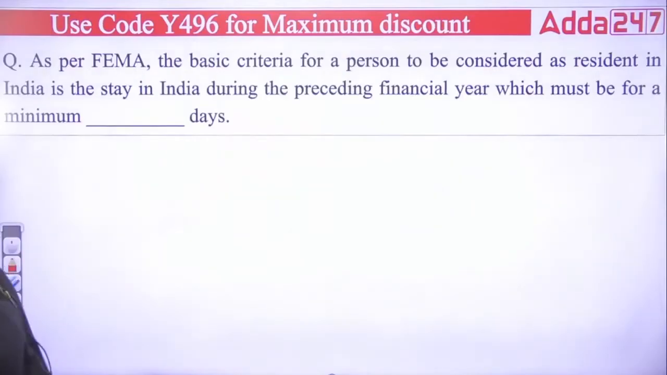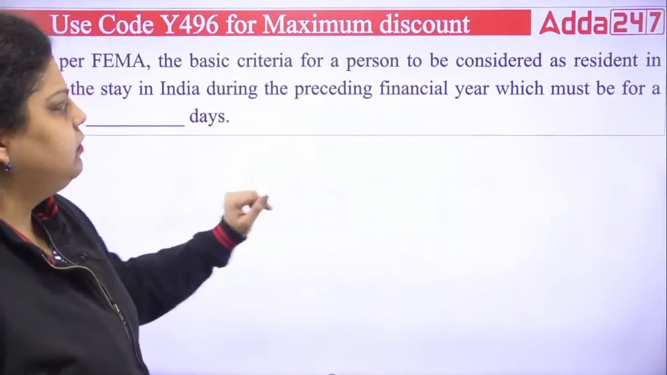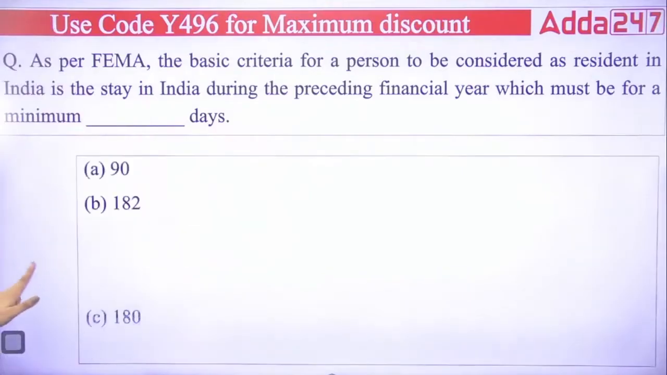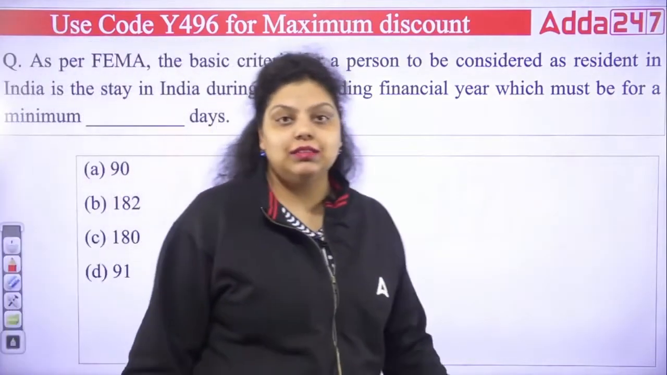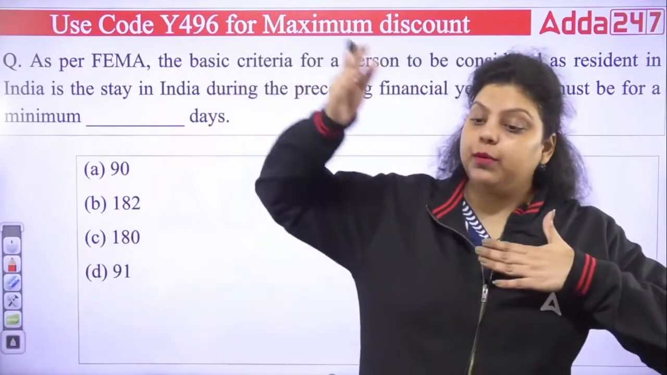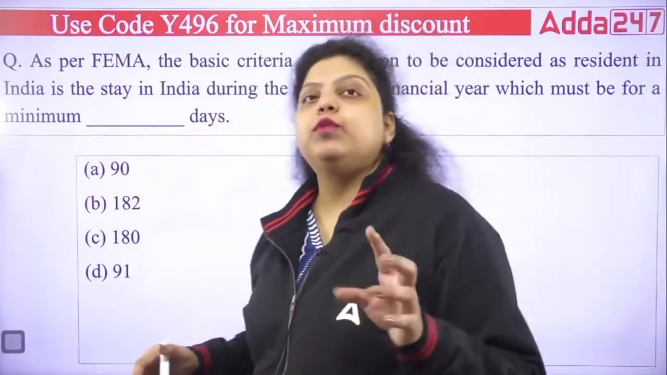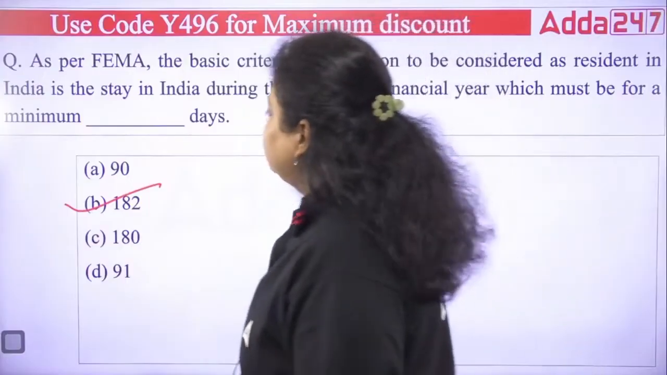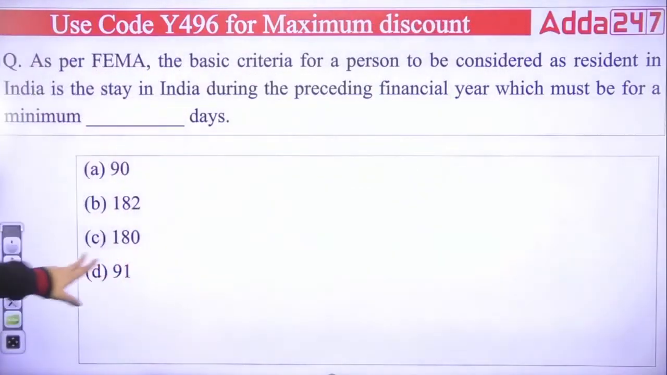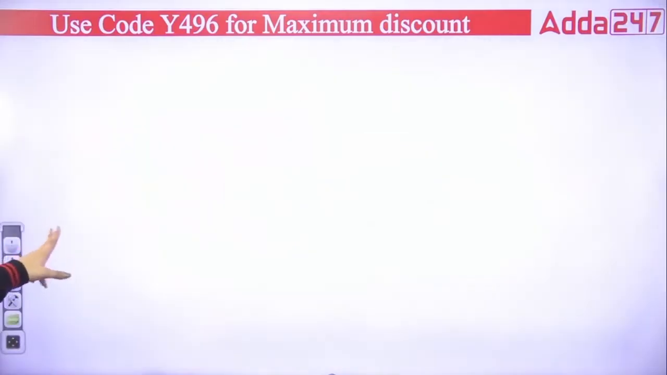Next question we have, as per FEMA, the basic criteria for a person to be considered a resident in India is the stay in India during the preceding financial year, which must be for a minimum dash. So which of the following is true here? If we are talking about non-resident Indians, they are the citizens of our country who are living abroad for 182 days or more in a year. Similarly, if you want to call a certain person resident, that will be the same duration, 182 days or more in one financial year. So right answer will be 182 days. It is the same for non-resident Indians and for residents.